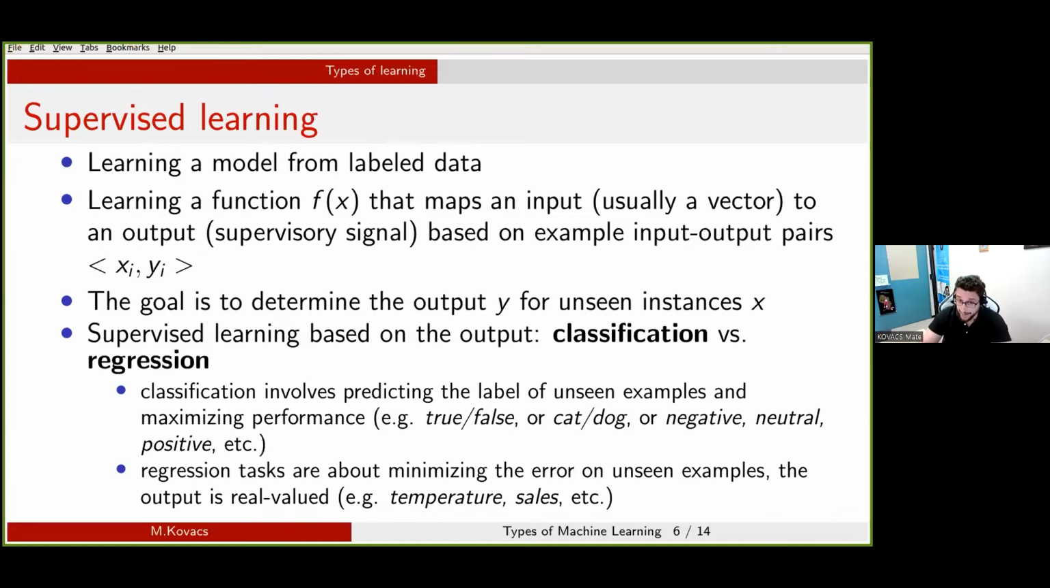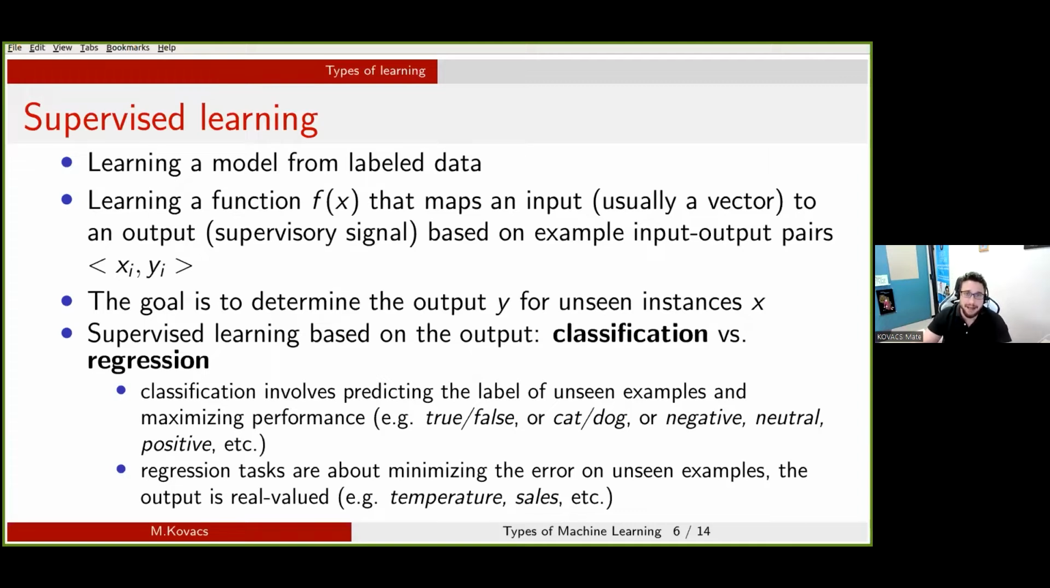And on the other hand, regression tasks are about predicting a real-valued number. So for example, if we are trying to forecast the sales for a particular restaurant, that's not a label and not a class. We are still learning from historical data, but we are trying to predict an actual number. In this case, we are trying to minimize our error of the predicted number compared to the actual sales data.